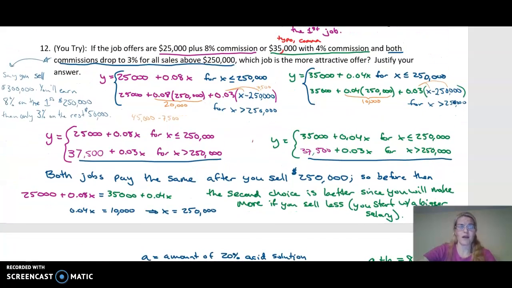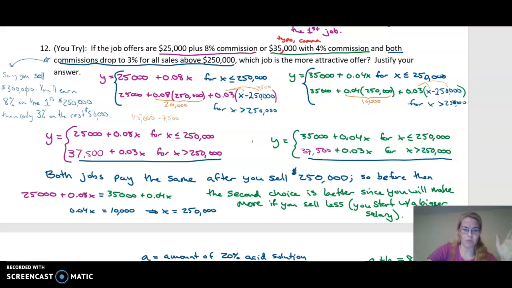All right, so we're going to compare two job offers here. Job purple, $2,500 base salary plus 8% commission. Or job green with the typo, $35,000 is your base salary, but with only a 4% commission. And both commissions drop to 3% for all sales above $250,000. Now, what is this blue condition meaning?